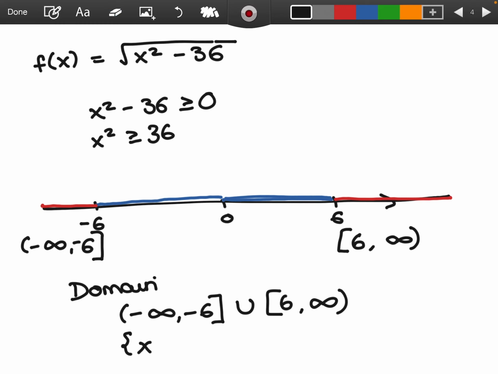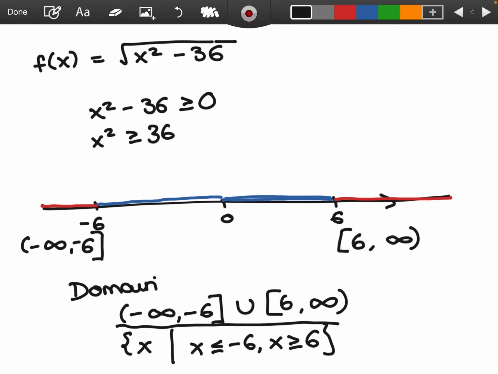Okay. Another way that you could write this, again, it's completely up to you. You can say in set notation, it's all values x such that, and such that we represent by a line, x is less than or equal to negative 6, x is greater than or equal to 6. Close set brackets. In this case, I think it's easier to write it like this, but again, completely up to you, whichever way you're more comfortable with.